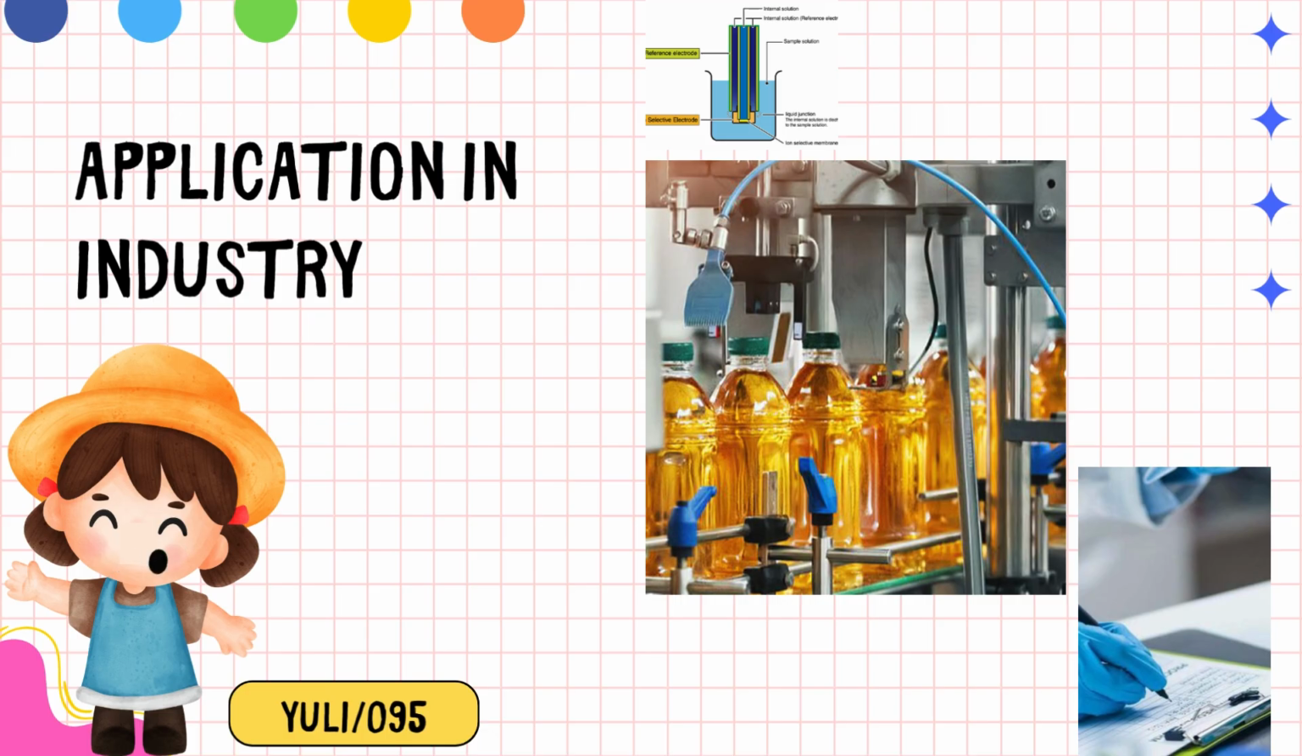Potentiometry is widely used because it allows fast, accurate, and real-time measurements of pH and specific ions. Potentiometry is very important in industrial applications because it provides rapid analysis without destroying the sample.